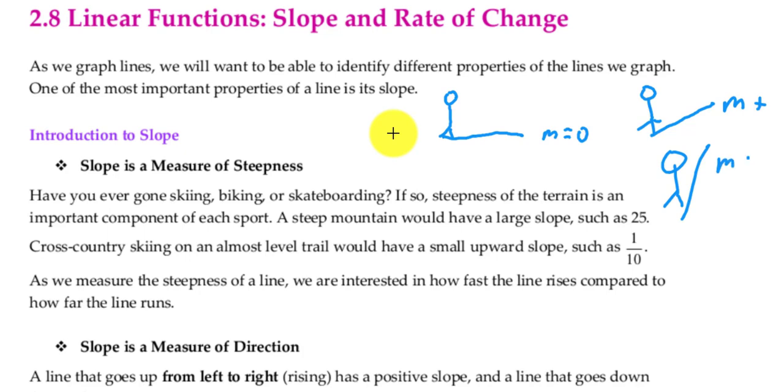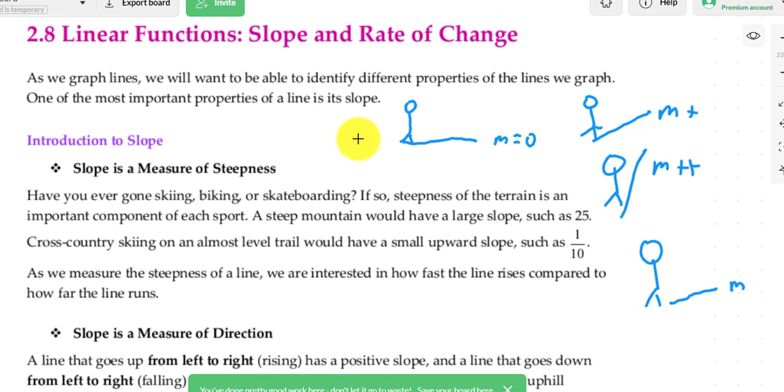How positive? Well, the steeper the hill, the more positive the slope. If my hill is not that steep, my slope would be maybe a little bit less. So this would be the greatest slope, this would be the least slope, and actually this would be 0 slope. So remember, slope measures the steepness, so think of yourself as walking on a treadmill. The steeper the incline on your treadmill, the greater your slope.